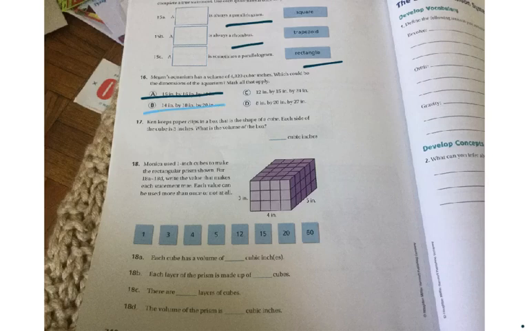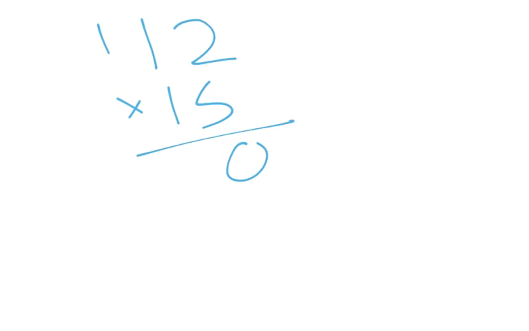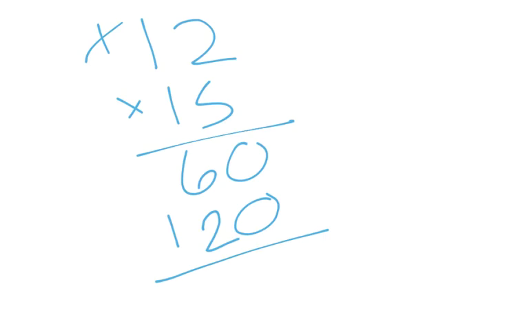12 by 15 by 24. So let's do 12 times 15. 5 times 2 is 10. 5 times 1 is 5 plus 1 is 6. Put a 0, cross that out. 1 times 2 is 2. 1 times 1 is 1.